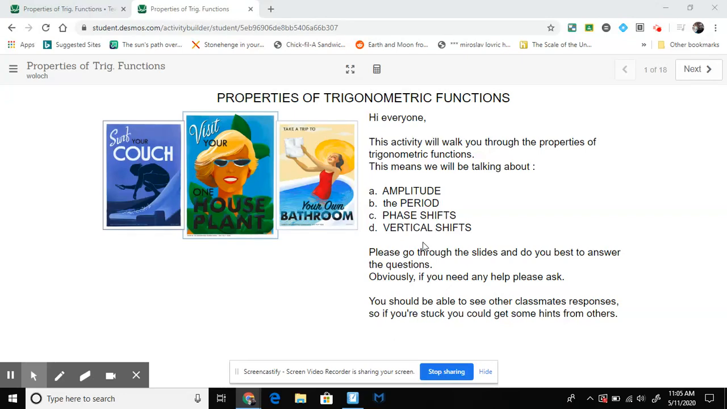Hey everybody, I'm just going to do a little video going over the DESMOS activities that we did. This is the one that's looking at the properties of trig functions, where we will look at the amplitude, period, phase shifts, and vertical shifts.